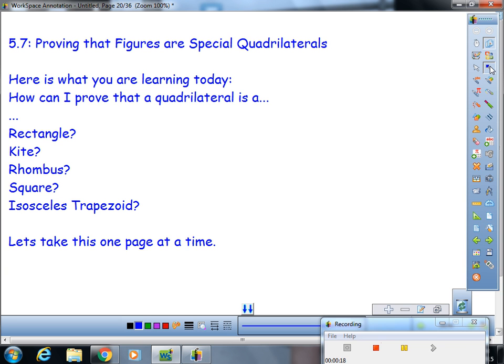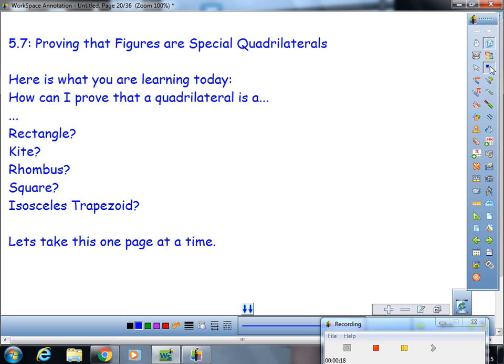Okay. We are on to 5-7, which is proving that figures are special quadrilaterals. Look, if I wrote out every word that was in the book, this lesson would probably take 40 minutes, and none of you would watch it. So we're going to utilize pictures for this, and I'm going to give you examples of what the reasons will look like, but I'm not going to write them all out, okay?